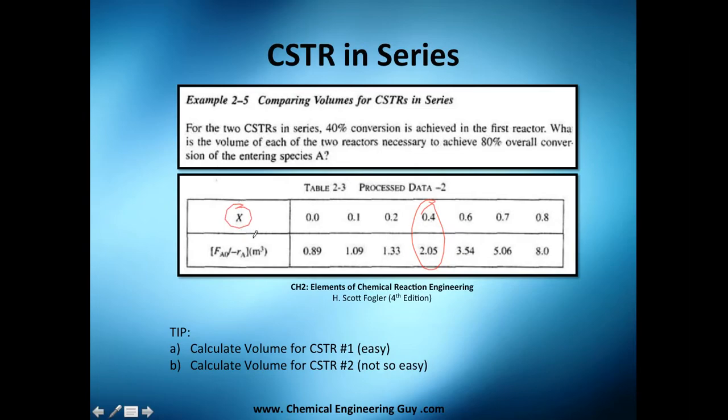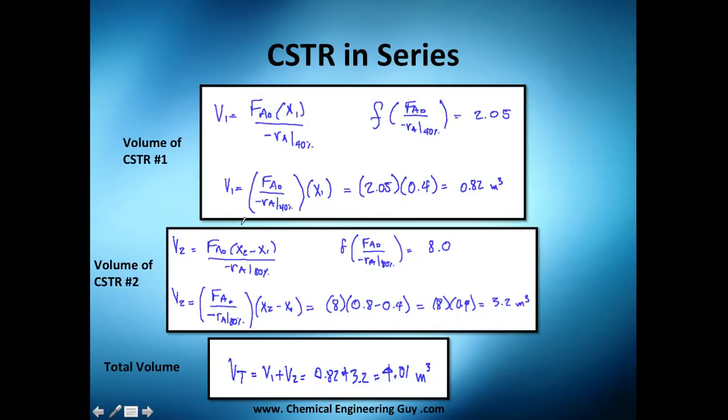I got my x and f of a divided by minus r, which is nice because I already have it here. So if I want to have this f of r, I will need to find f of a and my rate of reaction here. But I do have it, so I use the whole number, which is 2.05 times the conversion, which is 40. So I use these two numbers and I get this value for my first reactor.